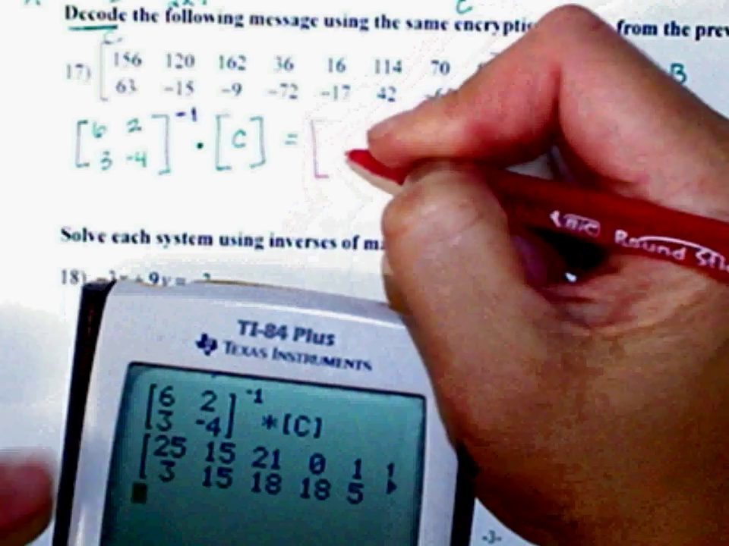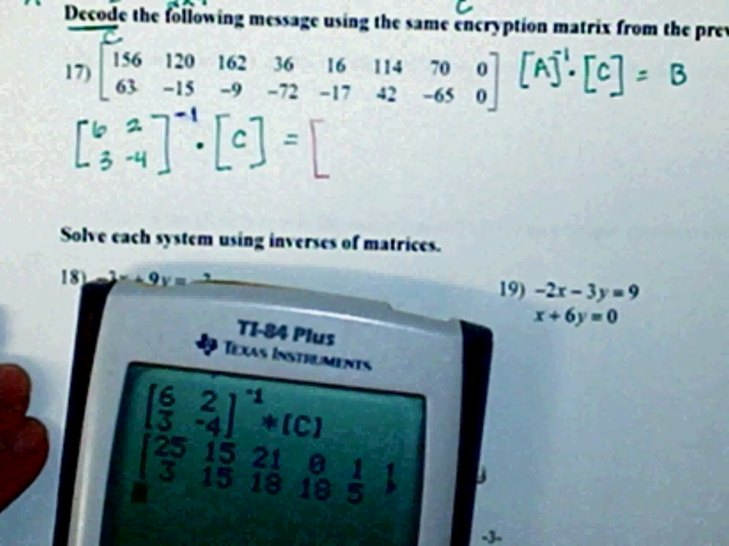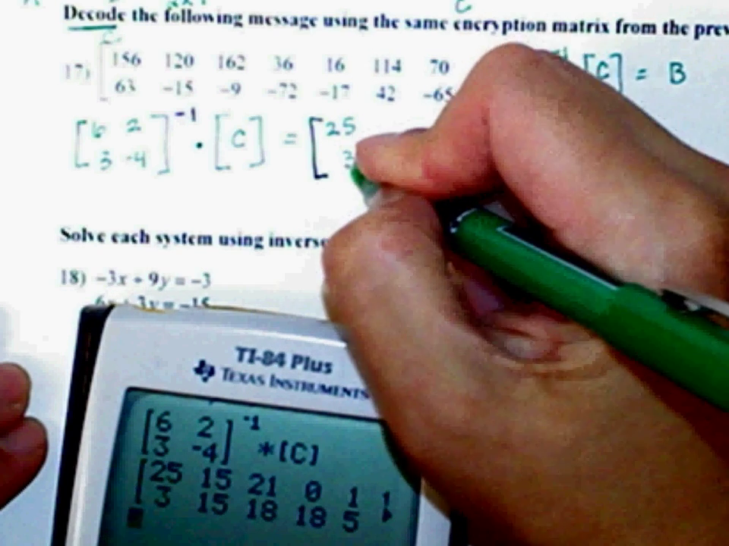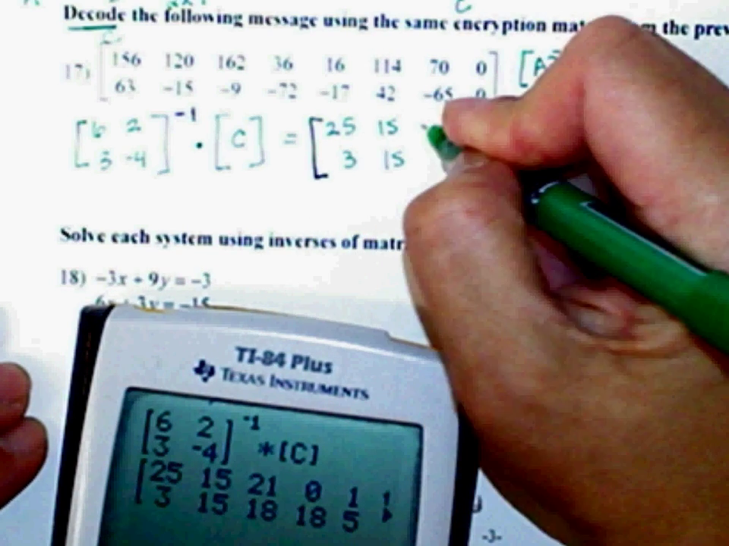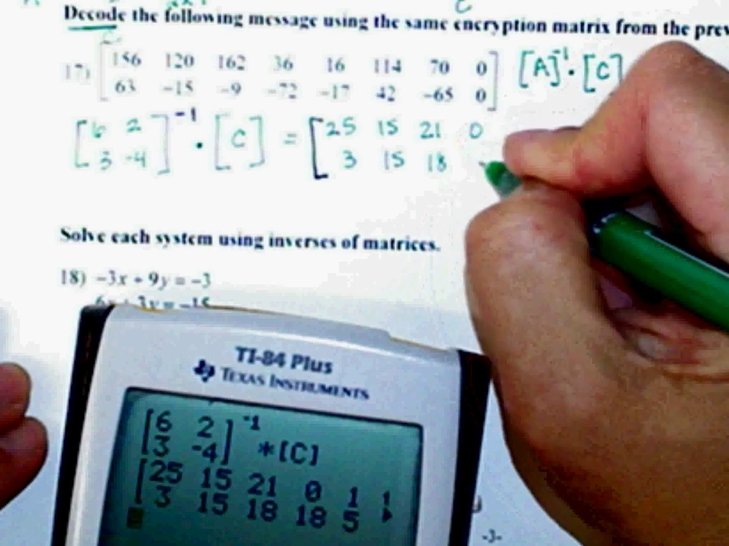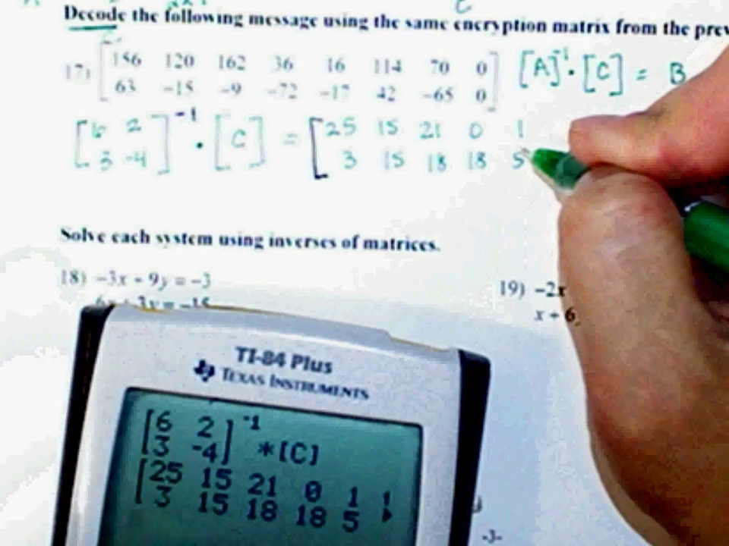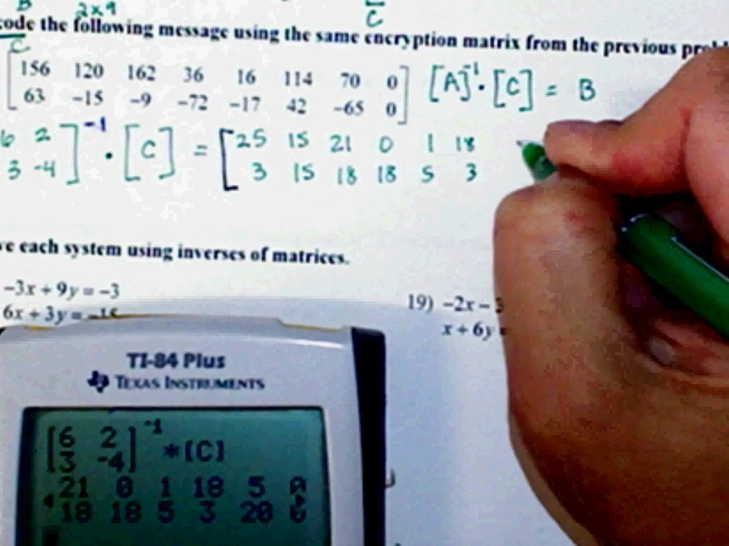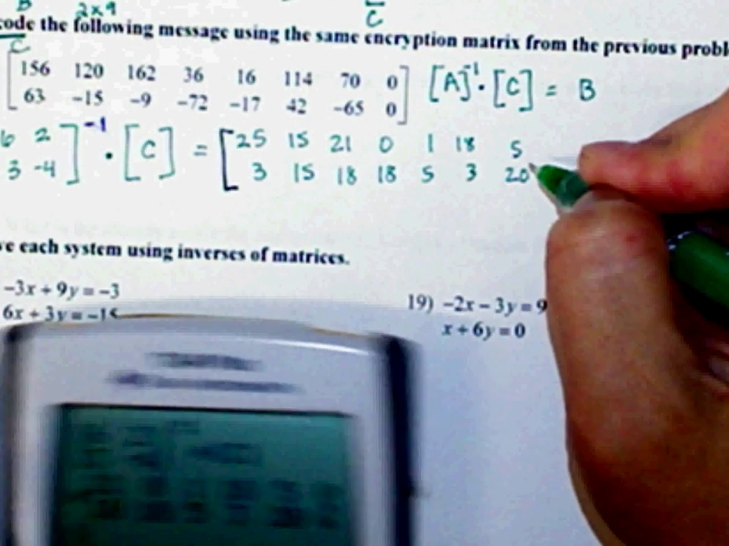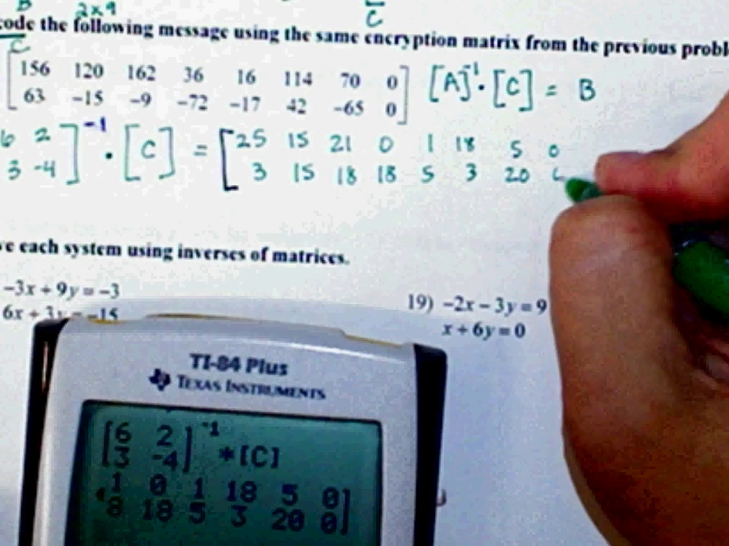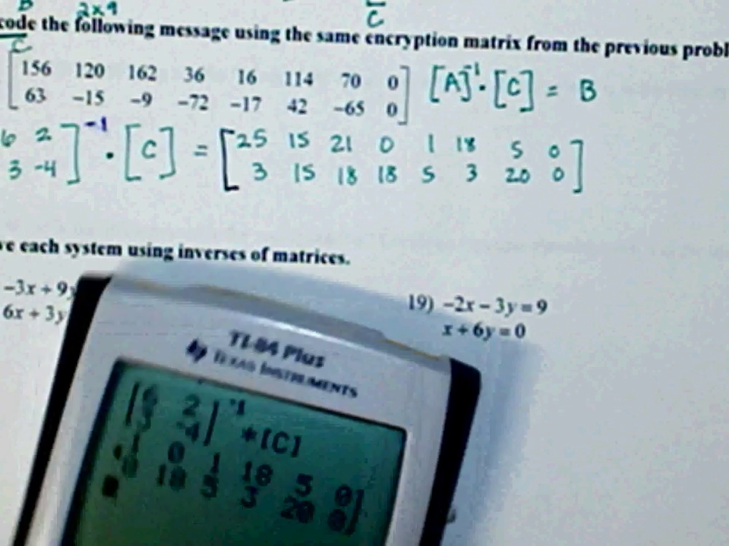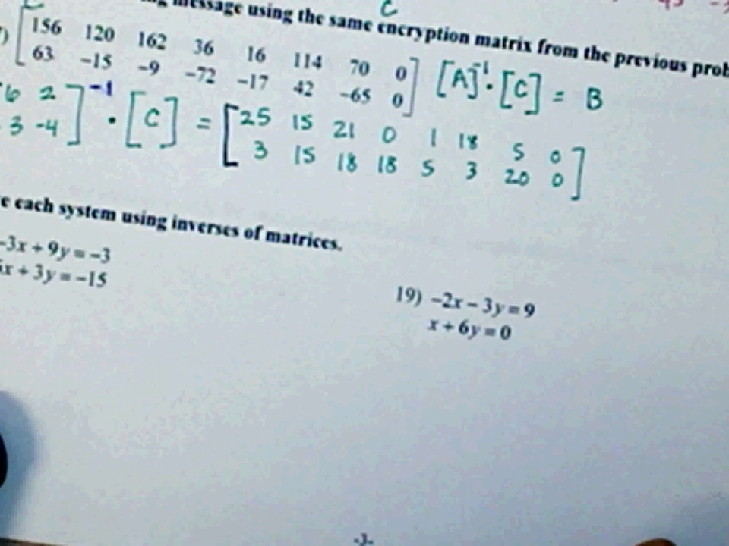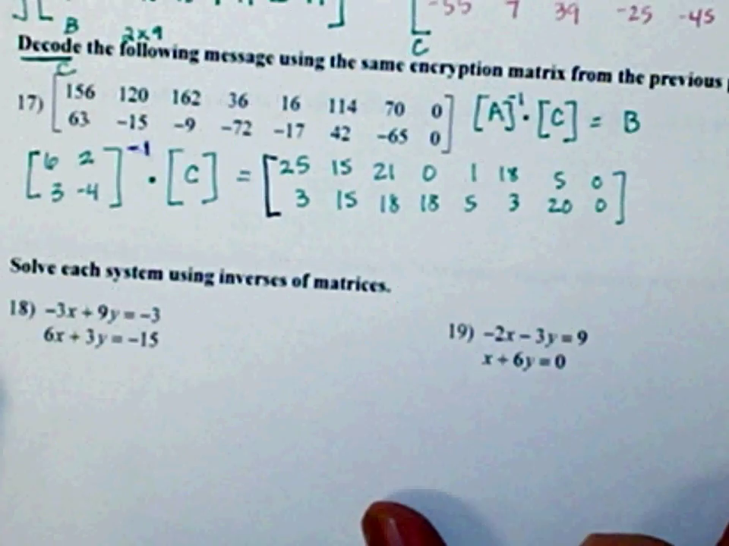Let me put that in 3. 25, 3, 15, 15, 21, 18, 0, 18, 1, 5, 18, 3, 5, 20, and then 0, 0. Okay, everyone see it right there? And now I'm going to decode. So look on the board. Okay, I took a picture of it, so I didn't have to turn around, but I want you guys to see.